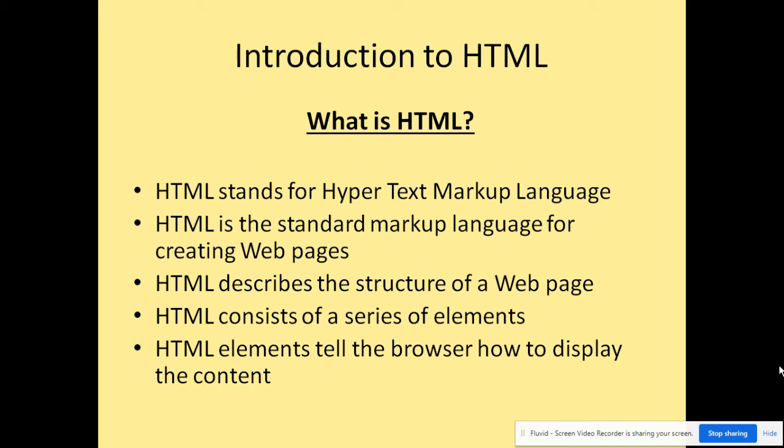HTML elements tell the browser how to display the content. It means once you load any particular website, like Facebook or Google, whatever it may be, it is designed for color, background color, images, text, links, etc. Everything is ultimately designed by HTML, and it is executed by the browser, like Mozilla Firefox, Chrome, Internet Explorer.